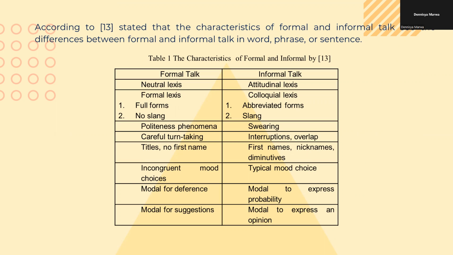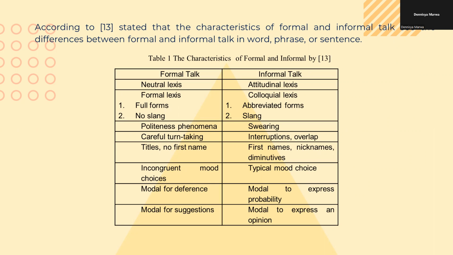This table shows the characteristics of formal and informal talk. First, we can see that formal talk has several characteristics. The first one is natural axis and then formal axis. Next, politeness phenomena and then careful turn taking. Then title, no first name, and increment choice, and then modal for deference. And the last one is modal for suggestion.